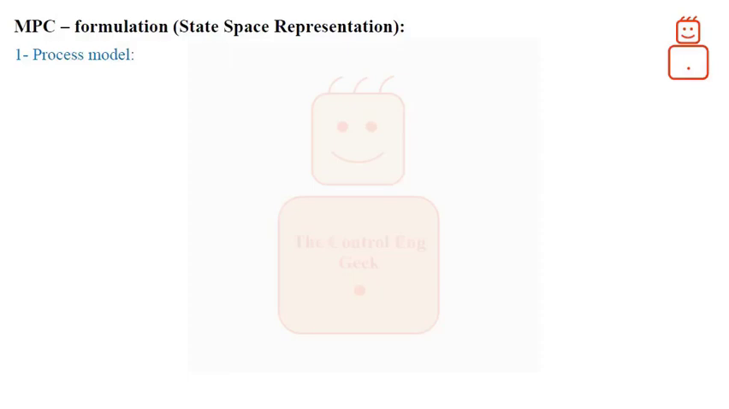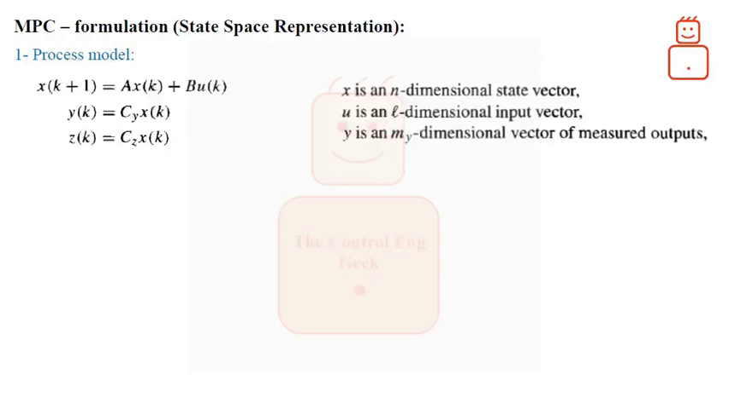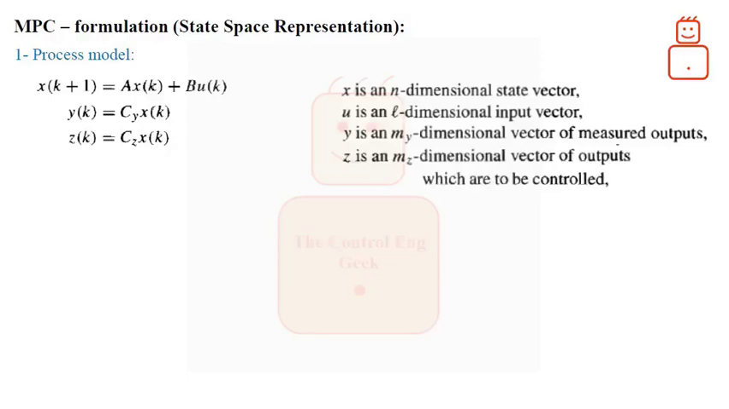Using the state space technique and assuming a linear process, one can model the controlled process in the following discrete time form, where x is the plant state vector with n dimension, u is the input control vector with l dimension, y is the measured plant output vector with m sub y dimension, and finally z is the controlled plant output vector with m sub z dimension. The matrices A, B, C sub y, and C sub z are constant matrices with appropriate dimensions.